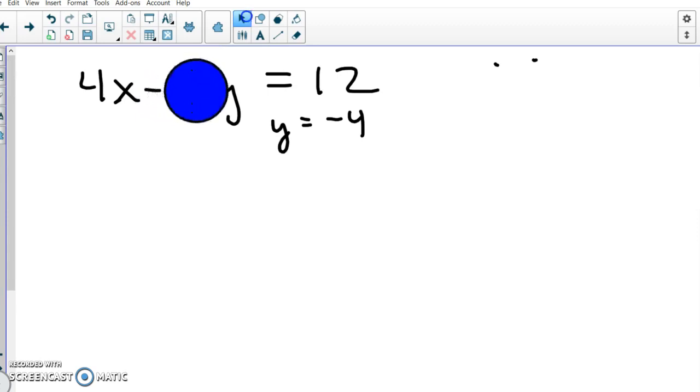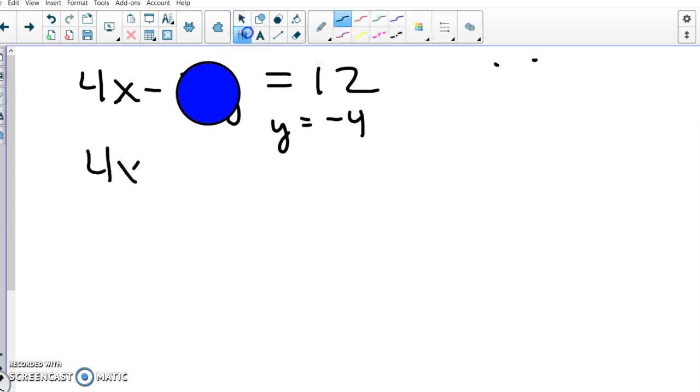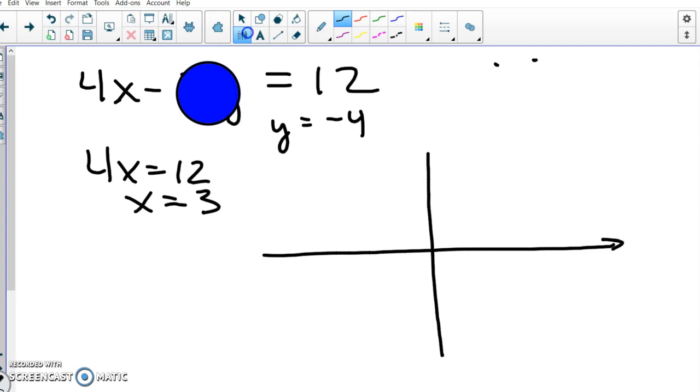Well, that's not a very good cover-up, is it? So 4x is equal to 12. So x equals 3. So, even more quickly than before, I found my two intercepts. y is -4. I'm going to plot that point. x is +3. I'm going to plot that point, and I simply connect the dots. Quick and easy graphing, painless.